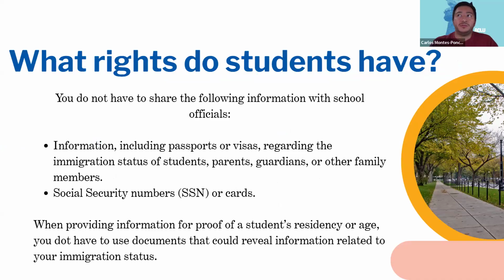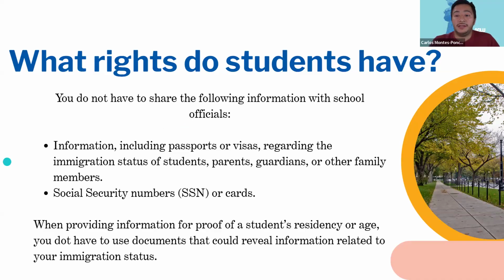Furthermore, since we're on the topic of what rights students have, we also want to mention some of the things that those students do not have to share with school officials. They don't have to share information that includes their passport, their visas, or anything that can identify their immigration status, or the immigration status of the students' parents, guardians, and or other family members. Because as I mentioned previously, sometimes they are mixed status families, right? Not just a student, but maybe one parent or both, or other family members that might reside in the household.